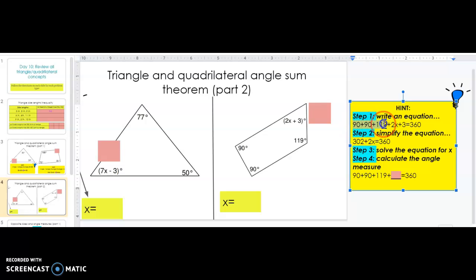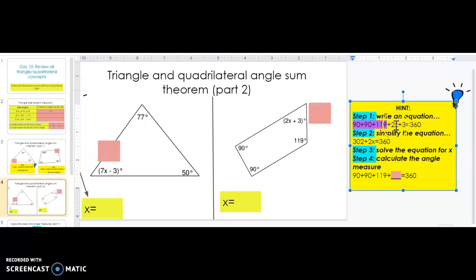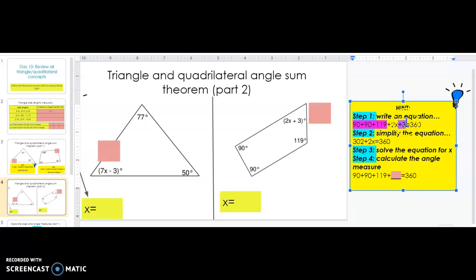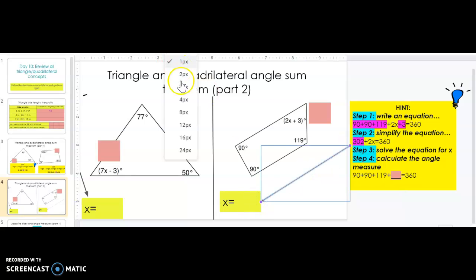Again, I'm going to highlight the like terms so that you can see what we're doing. So that would be 90 plus 119 plus 3. Those are all like terms because they don't have an x attached to them, so we can add these all together. All of that added together is 302, and then we still have the plus 2x. Okay, so to solve, you should subtract 302, then divide by 2. That will give you your x value. Once you have your x value, you are going to put that in the yellow box.